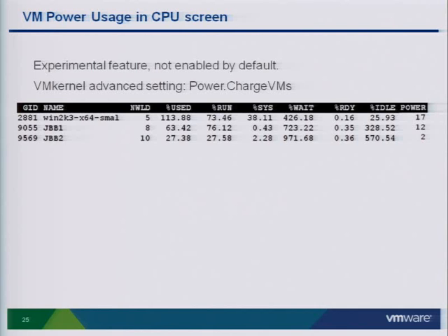Actually, this is also available in the performance charts in vCenter. So you can look at this information in both places. It's marked as experimental because we're still trying to tune it. It's kind of an approximation. We are tuning the algorithm to make it more and more accurate.